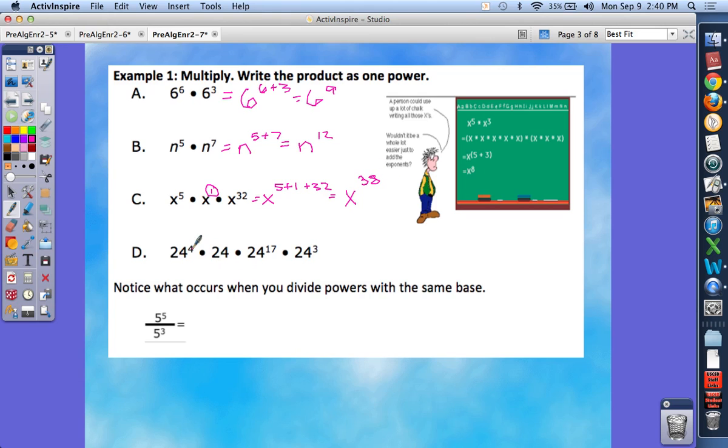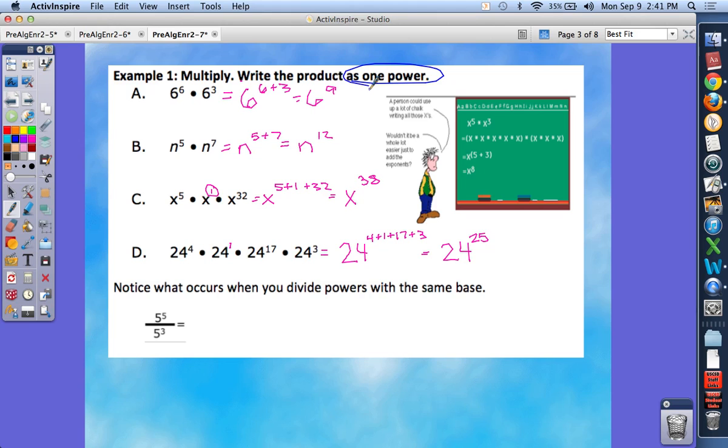And on the bottom left here, we have a 4, a 1, a 17, and a 3. So we're going to have 24 for the 4 plus 1 plus 17 plus 3, or 24 to the 25th power. We're not evaluating these, don't worry. I wouldn't ask you to do that without a calculator. And notice the directions. It just says write the product as 1 power. So it doesn't even want us to evaluate it. We just had to write the product with 1 power.